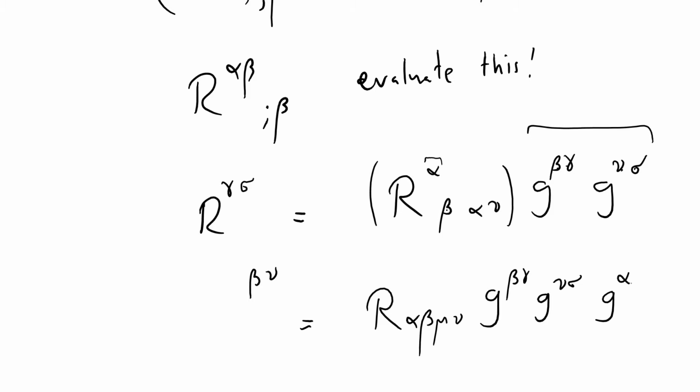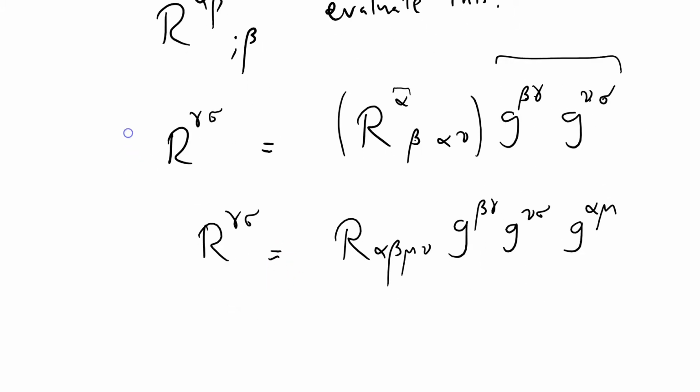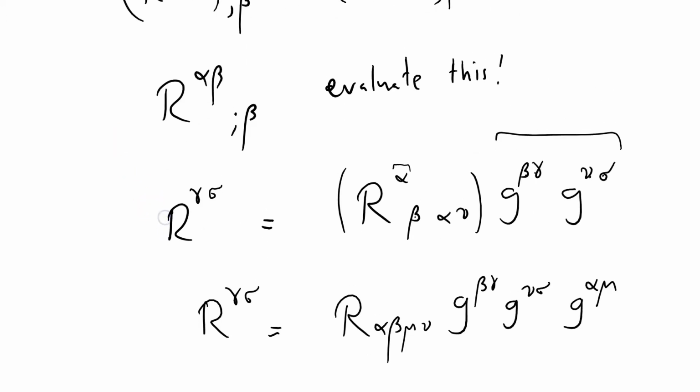And I've got a mu here. 1, 2, 3, 4. And what have I got free? I have got on the right hand side gamma is free and sigma is free. So we've got this rather nice equation. I want to impress upon you again, I keep on saying this, but it's important.